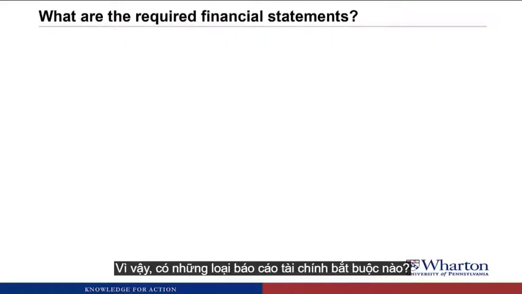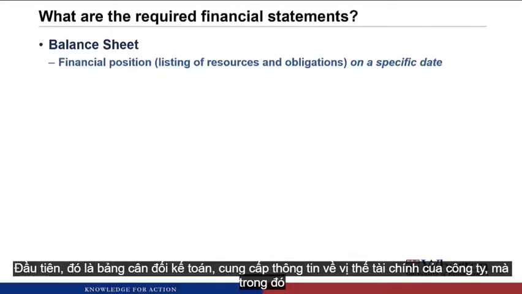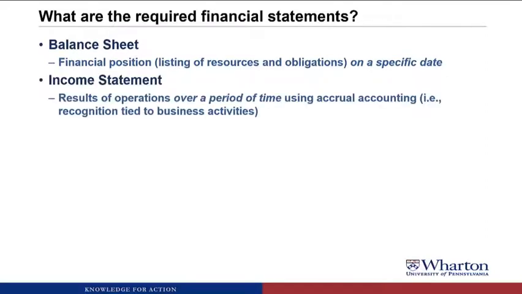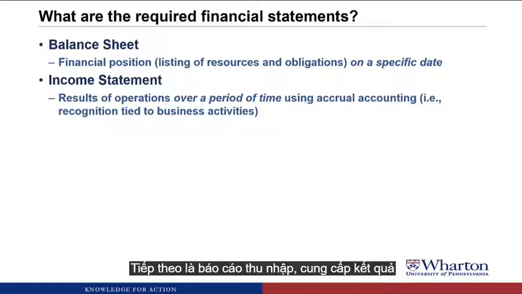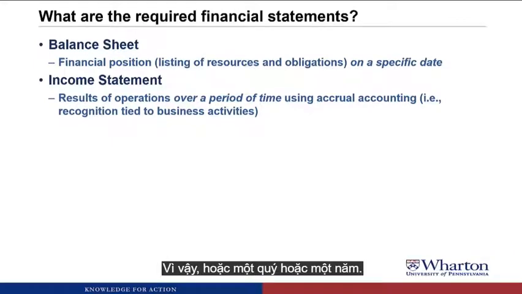So what are the required financial statements? Well, there's 4 of them. First, there's a balance sheet, which gives a company's financial position, which is its listing of all its resources and obligations, on a specific date. Then there's the income statement, which provides the results of operations over a period of time using accrual accounting. By over a period of time, we mean between two balance sheets, so either a quarter or a year.